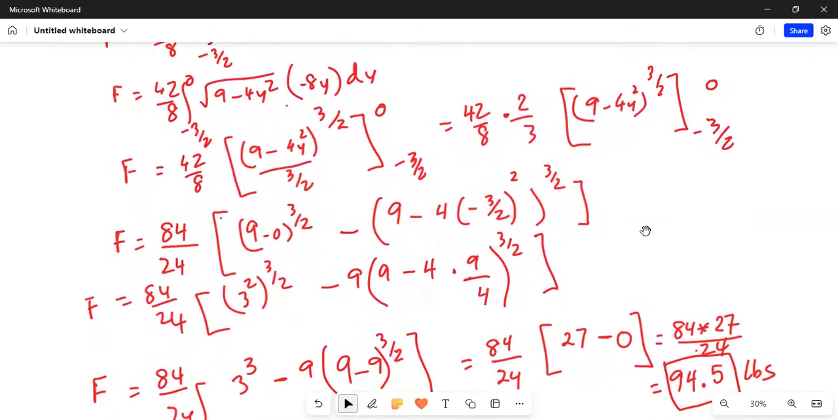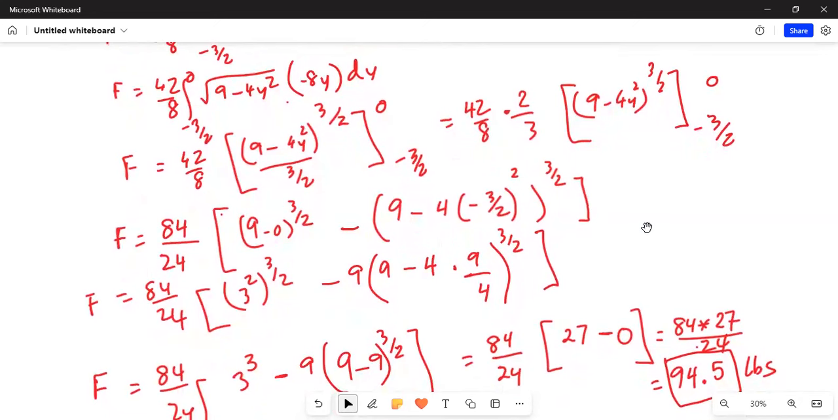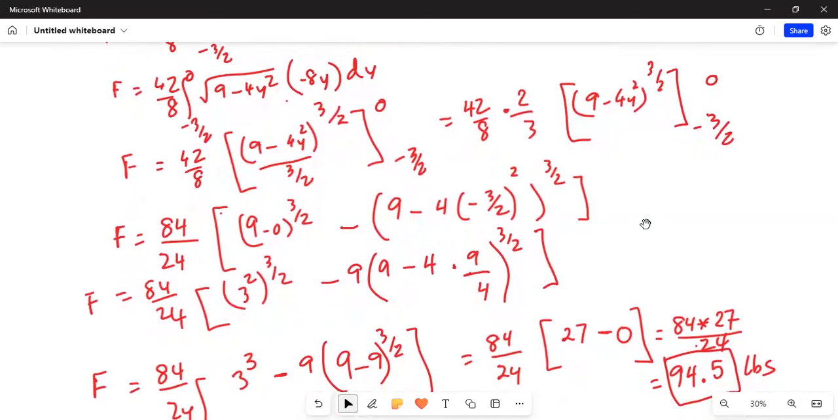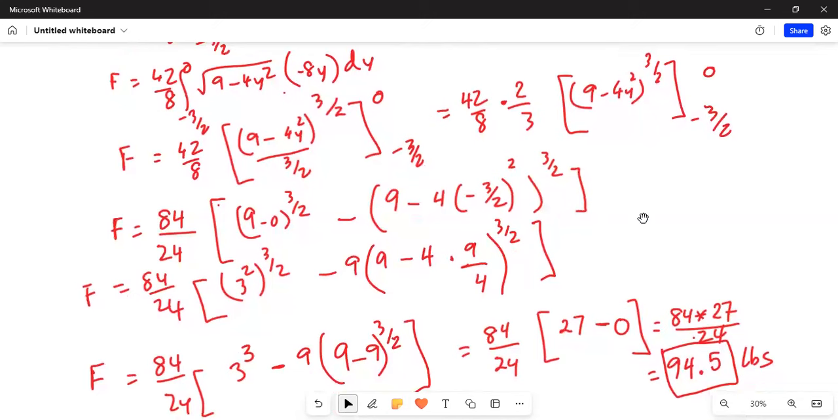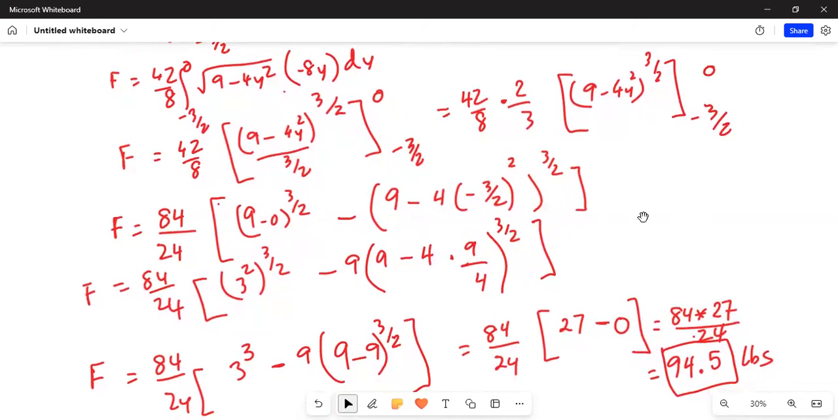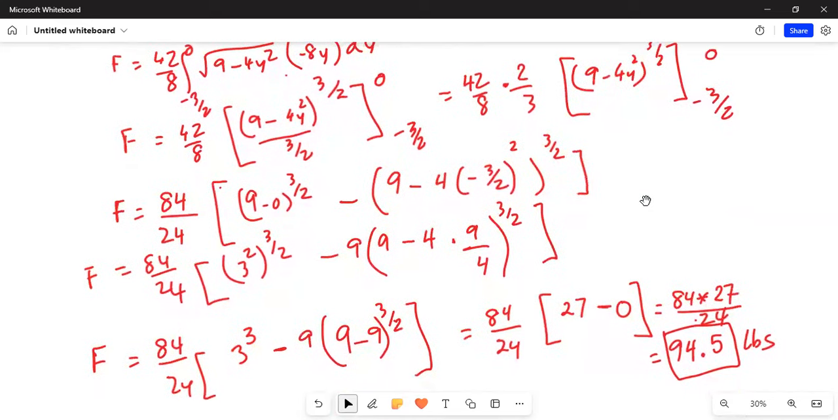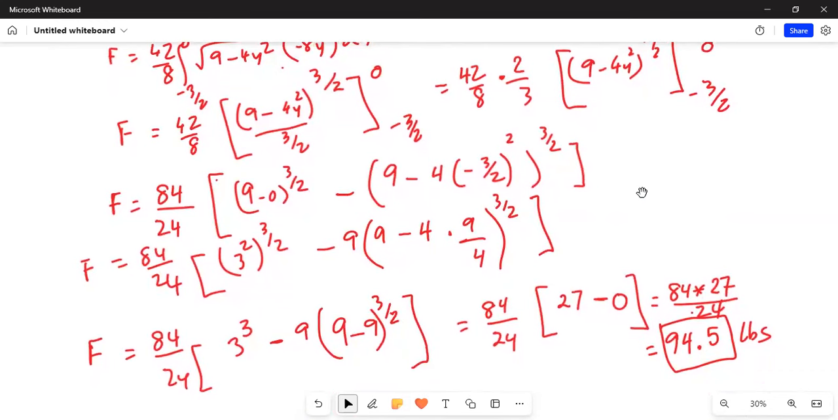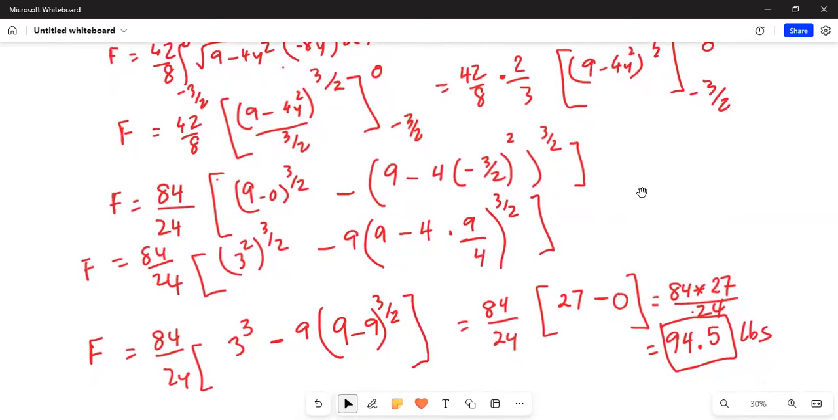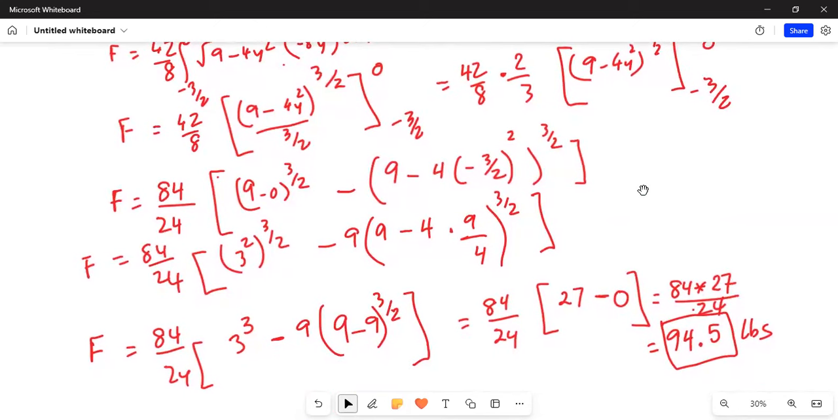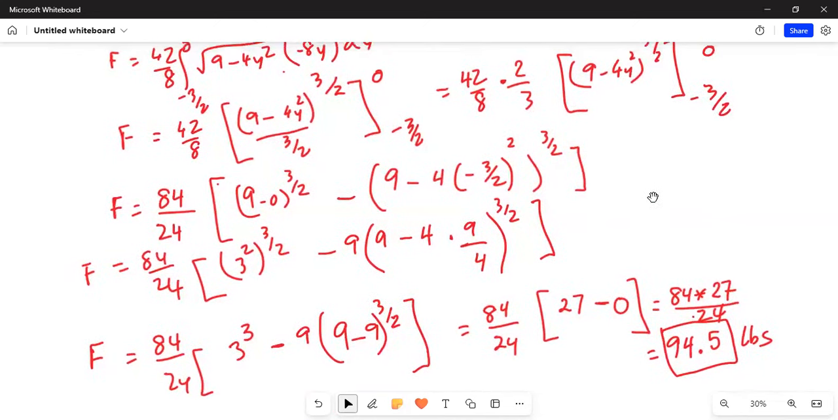So 9 minus 0 is 9, which is 3 squared, exponent 3 by 2. So it becomes 3 exponent 3, and the other is 9 minus 9, because 4 and 4 cancel. So basically the second term is 0. So you have 8 divided by 24 multiplied by 3 cubed, which is 27. So the total force is 94.5 pounds.